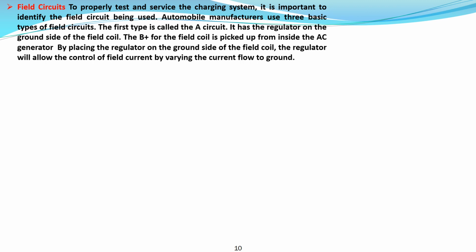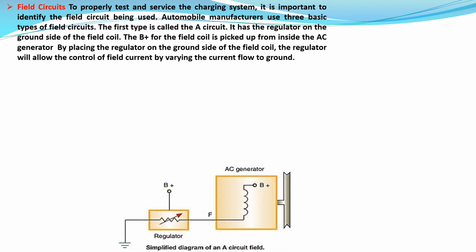The B positive for the field coil is picked up from inside the AC generator. By placing the regulator on the ground side of the field coil, the regulator will allow the control of field current by varying the current flow to ground.